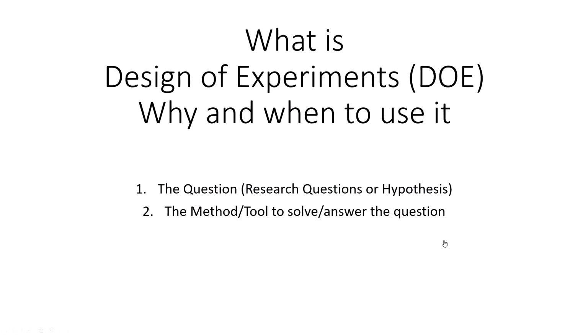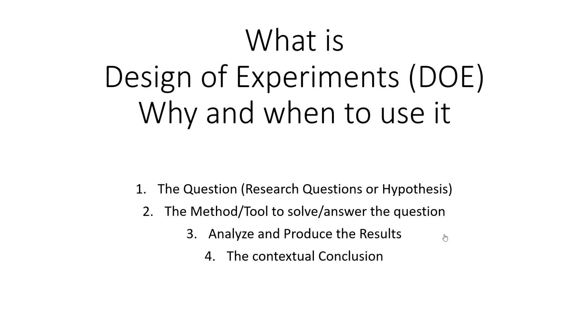By going through this video series, you will see the best method to solve the question that you have. Now, once you know the method, you go collect the data, analyze it, and produce the results. When you produce the results, they come in very raw form. They're statistical results, which are difficult for general people to understand. Then the final step would be to contextually explain the findings of that research question.